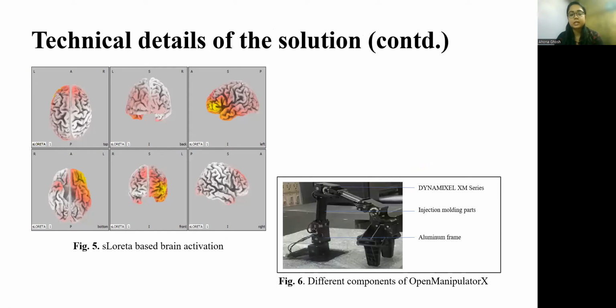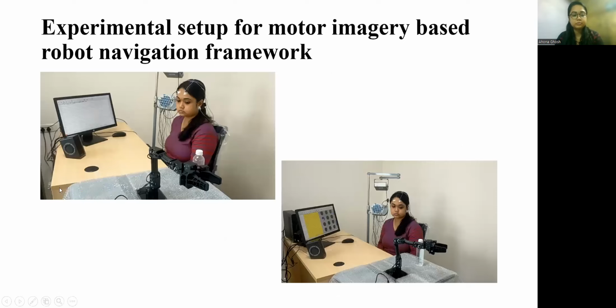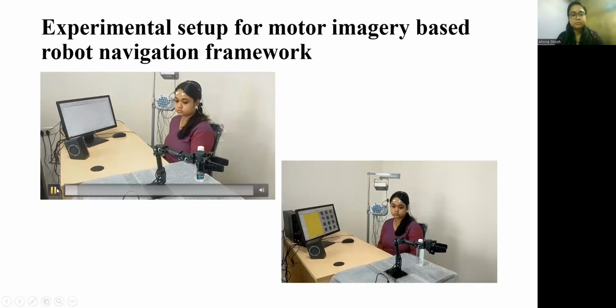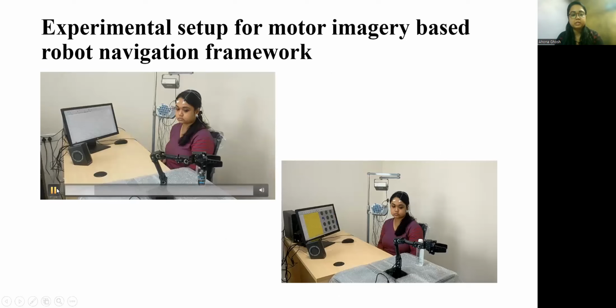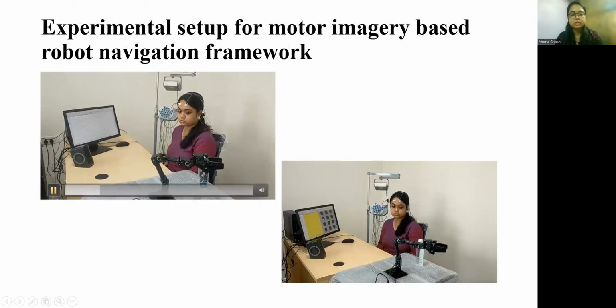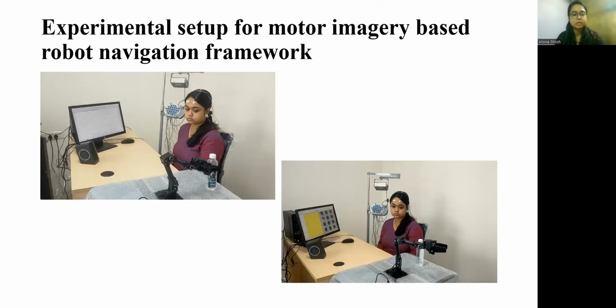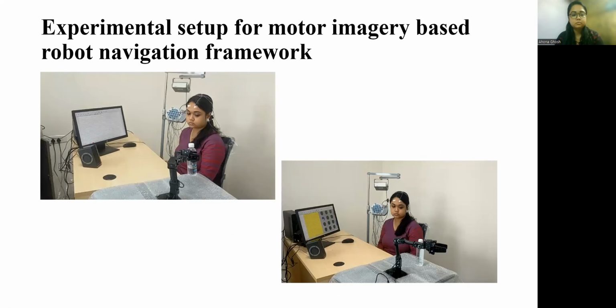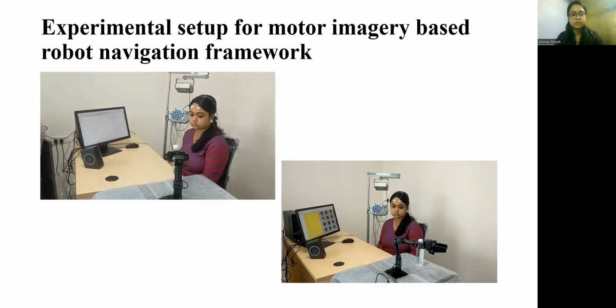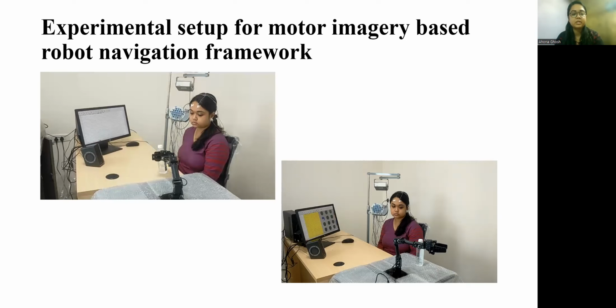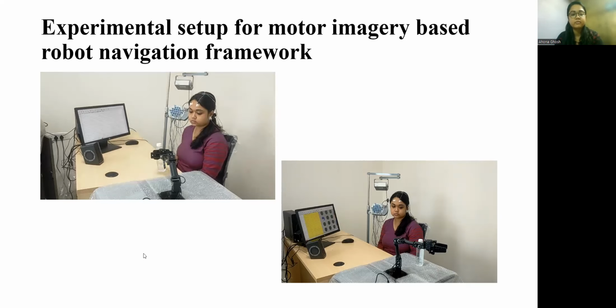Here is our actuator, OpenManipulator-X, that is the robotic arm. Here I can show you some video of the prototype which already has been designed in our lab, in our human computer interaction lab. So this is bringing the glass. So this is bringing a small bottle of water whenever I am thinking of bringing it.